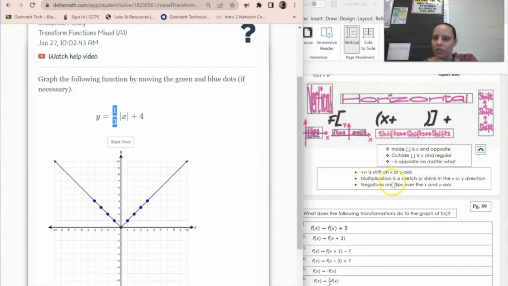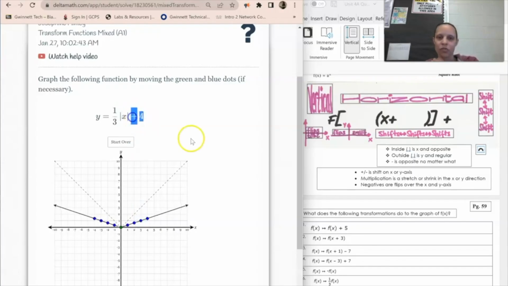A third is multiplication. Shrink is a fraction. Stretch is a whole number. So shrink, y, and what I think. Okay, regular. So I'm going to take something that's divisible by 3, like the number 3. 3 divided by 3 is going to give me 1. So I'm going to shrink it in the y direction.